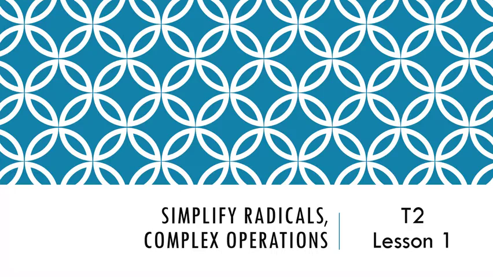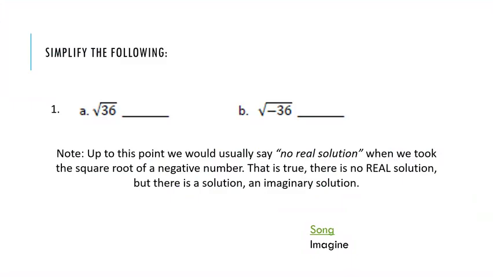Okay, this is T2, Lesson 1, Simplifying Radicals with Complex Operations. Here we have two radicals. It says simplify the following. Number 1, A, square root of 36.